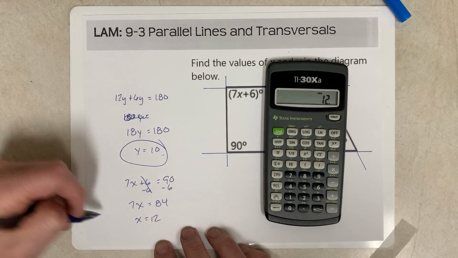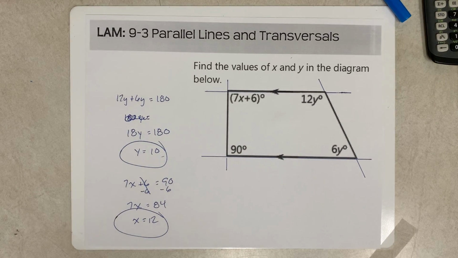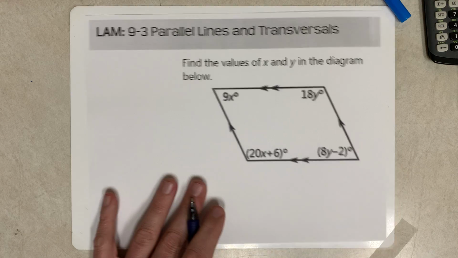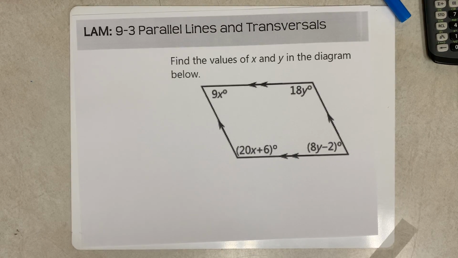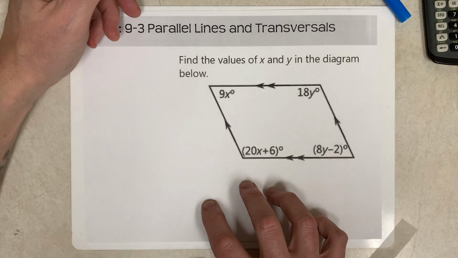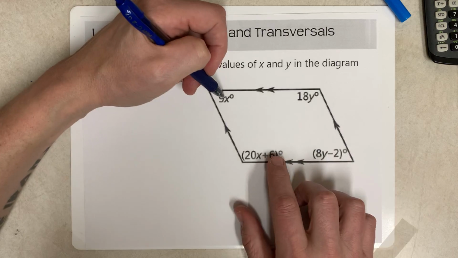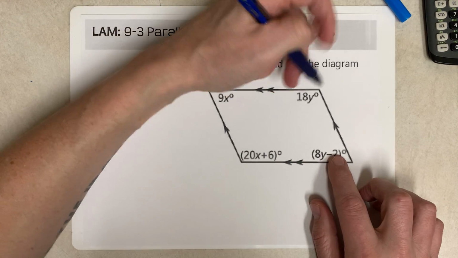So the value of y is 10, and x is 12 in that diagram. Okay, next one. This one we have a parallelogram, it looks like. And so for this one, these two guys are going to be equal, and then these two are supplementary, and these two are supplementary.